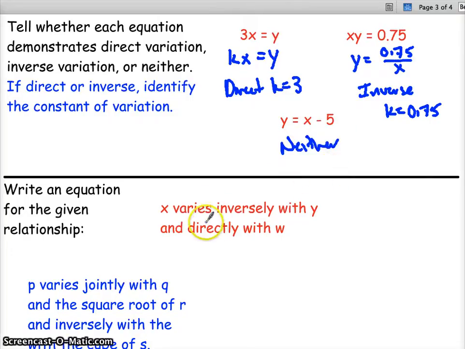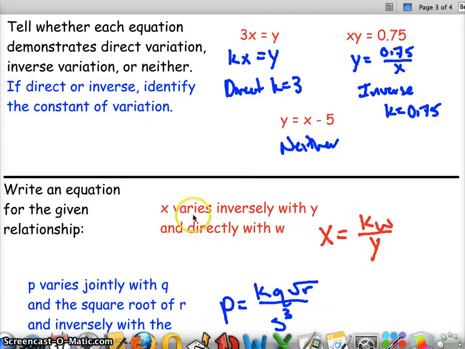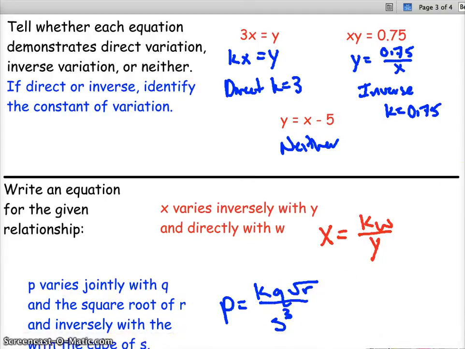You also want to be able to go from words directly to equation. That'll help us when we do our word problems. So take a second to think about what those equations will look like. Alright, now that you've thought about what they look like, remember x varies inversely with y, which means y is in the denominator. W is going to be in the numerator as it's directly multiplied by k. Same thing on the bottom. Remember, jointly is like a double direct. So k times q times the square root of r, but inversely with the cube of s. So s cubed goes in the denominator.